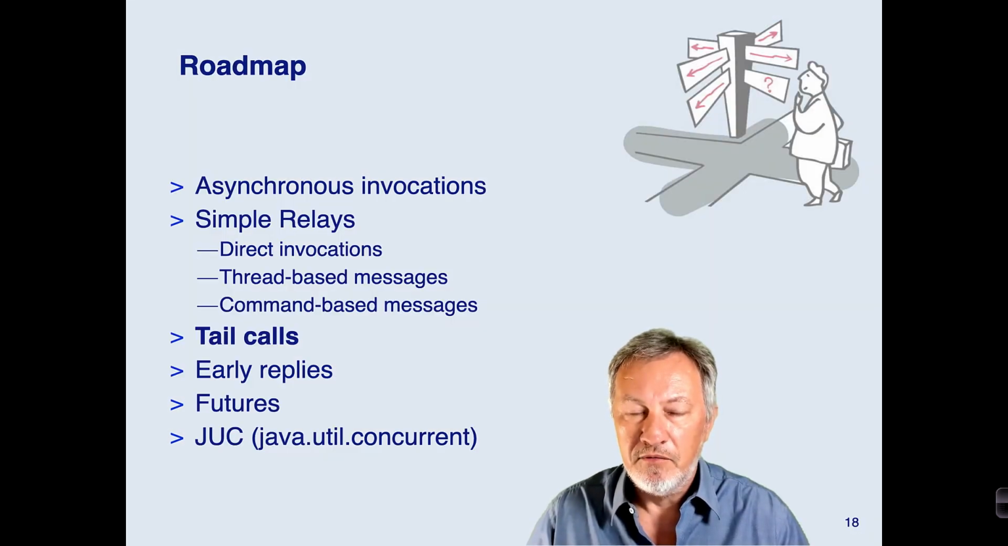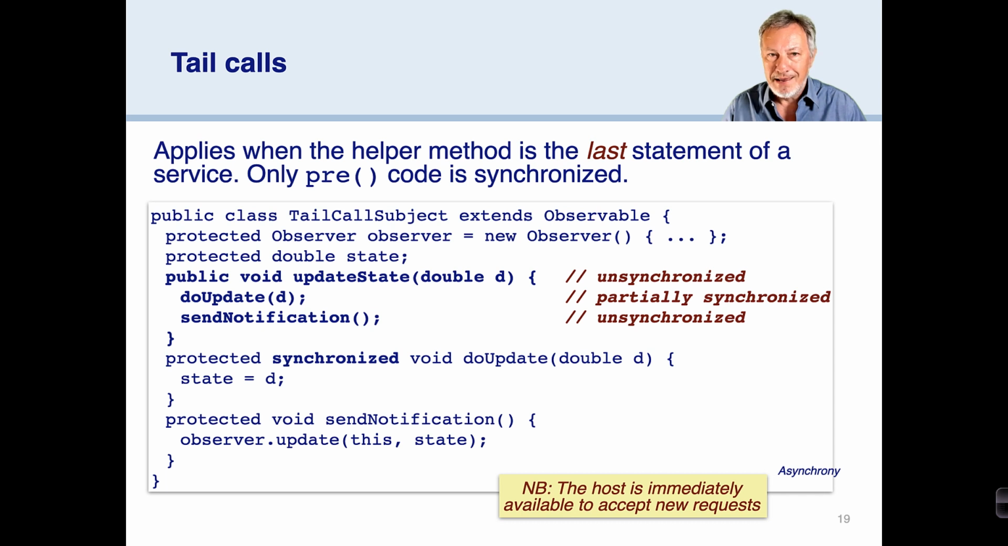We're done now with the first basic pattern of simple relays and its three variants. Now let's have a look at tail calls. A tail call is a special situation when the helper method is the last statement of a service. So we have no post-code, we have a pre-code, and the only code that needs to be synchronized is the pre-code. The host starts executing in its service, it has some pre-code which will possibly update the state of the host, and then we reach a point where the helper needs to be invoked.